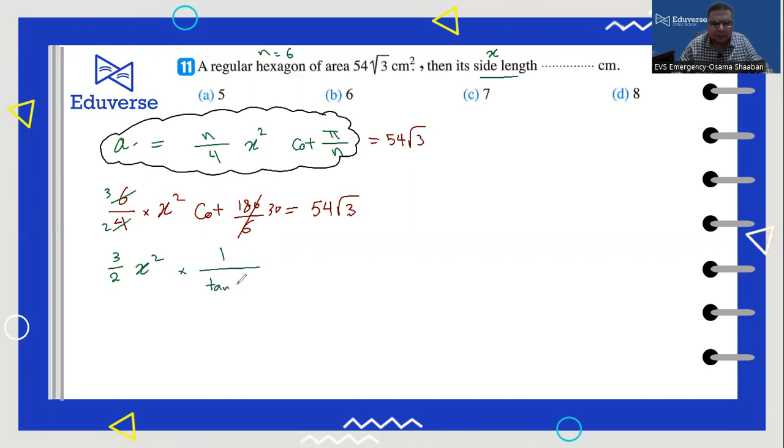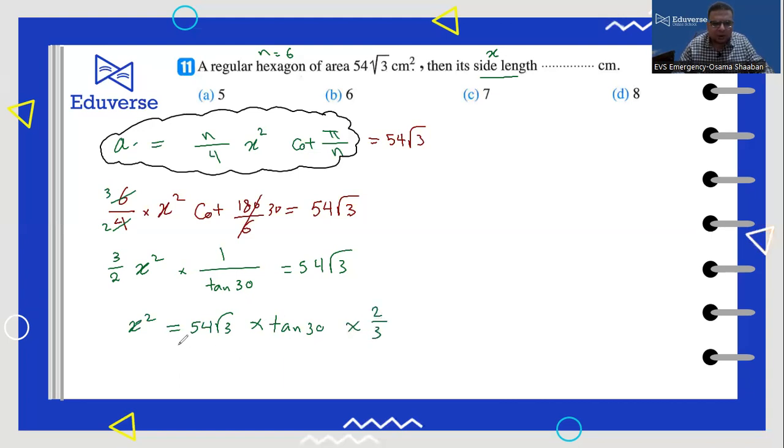Tan 30 equals 54 root 3. So we can also say x power 2 equals 54 root 3 multiplied by tan 30. In the division, or the denominator, you can make it out by multiplying by tan 30, and also multiplying 3 over 2 turns into multiplying by 2 over 3.